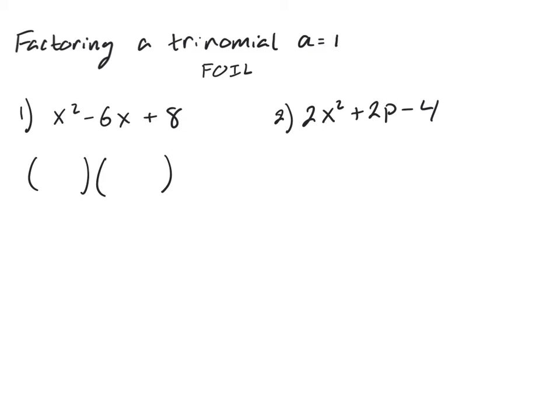So my first term here in my trinomial is an x squared. So I know first times first, x times x, must give me my first term in my trinomial, or my x squared. Next, we're just looking for two numbers that when we multiply them together, we get a positive 8, but when we add them together, we get a negative 6. So in this case, our two numbers would be -2, -4.